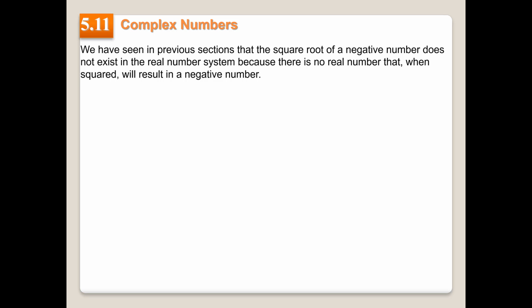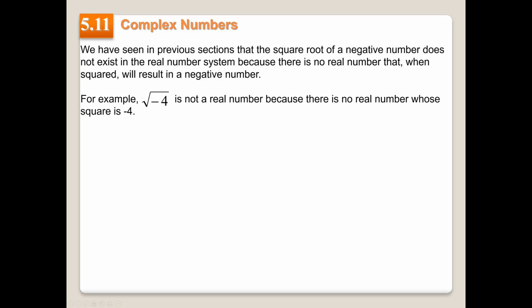Alright, so we're going to cover complex numbers. We've seen in previous sections that the square root of a negative number does not exist in the real number system because there is no real number that, when squared, will result in a negative number. For example, the square root of negative 4 is not a real number because there is no real number whose square is negative 4.